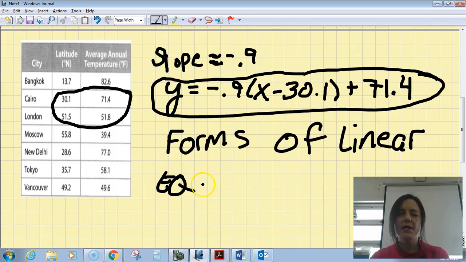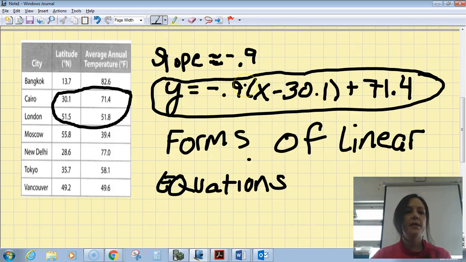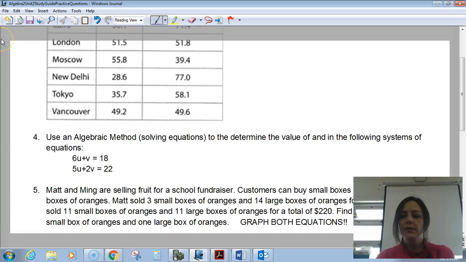We used slope-intercept form just before this, and then we used point-slope form here. What was the other one we use mostly for elimination? It's the standard or general form. Okay? Okay, what's this next one?